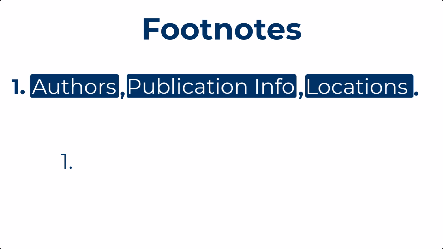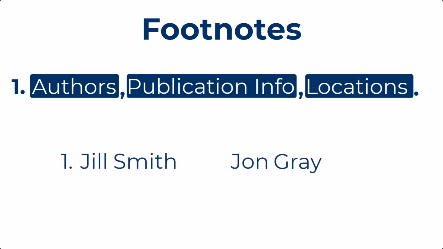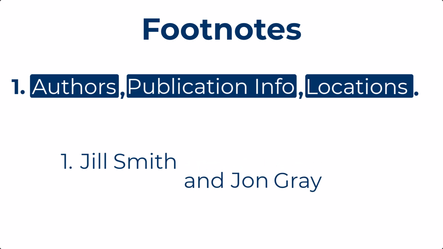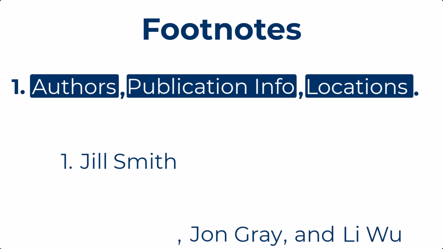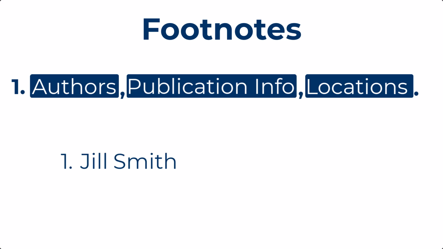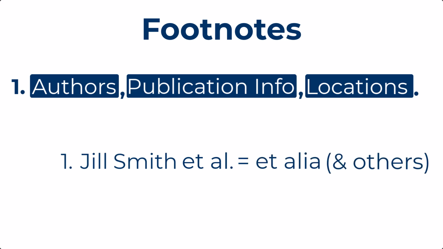For one author, list the author's name as it appears on the book, first name followed by last name. If two authors wrote the book, connect their names with "and." For books written by three authors, use a comma to separate the authors' names, then add "and" before the third. And finally, if more than three authors wrote the book, you get to use a shortcut. List only the first author, followed by et al. Et al is an abbreviation for the phrase et alia, which means "and others" in Latin. Just remember, because it's an abbreviation, et al always ends with a period.